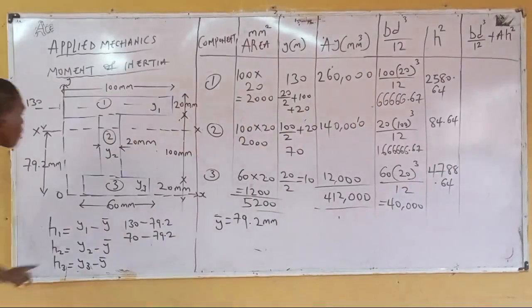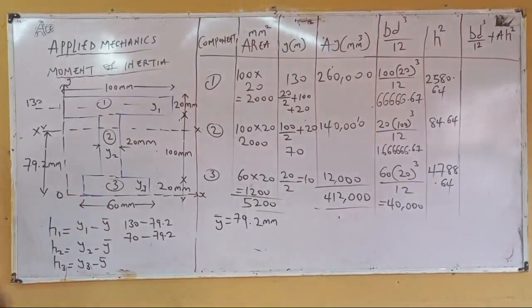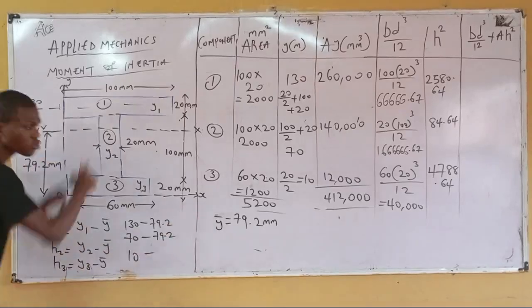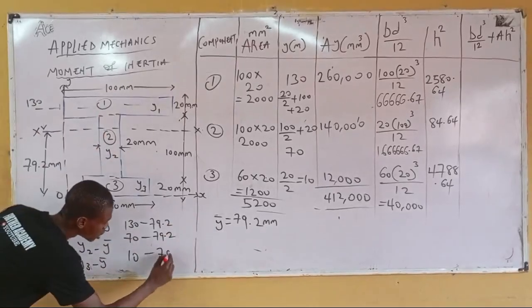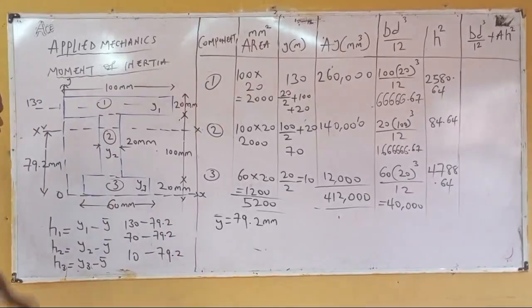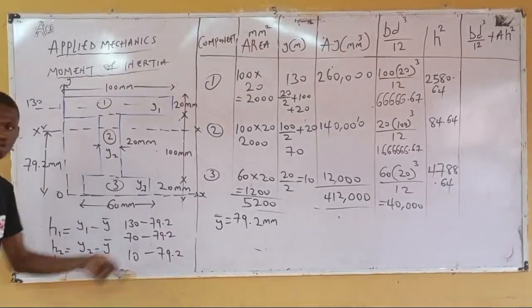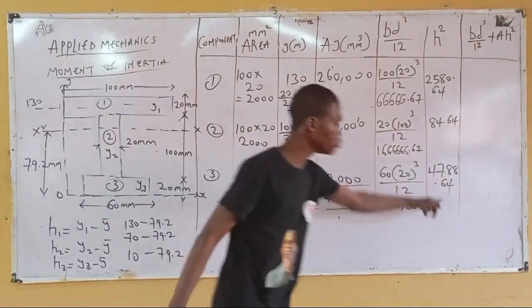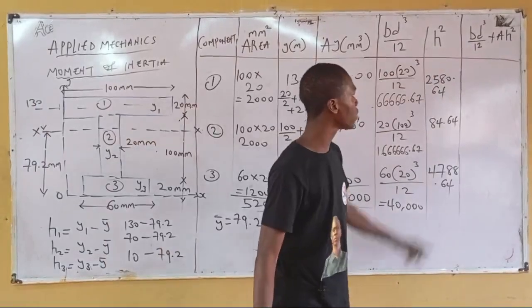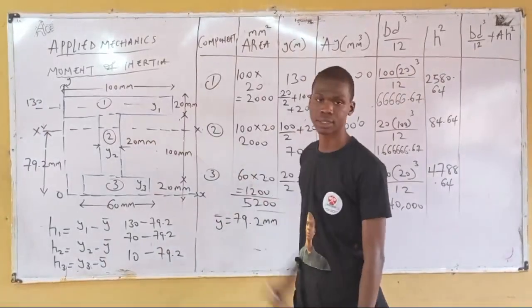Now, for H of component 3, same idea. What's the centroid of component 3? 10. Meaning 10 minus the centroid of the full shape, which is 79.2. What's the answer to this? Negative 69.2. By the time you square it, you get this. So that's how you evaluate this H of each component.